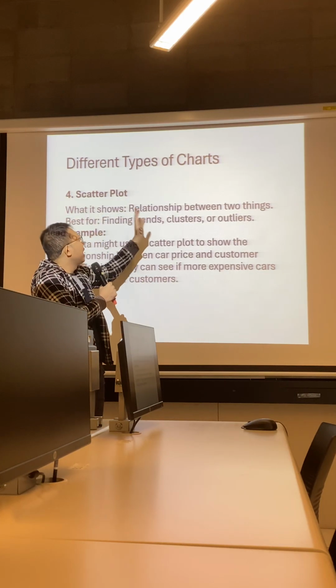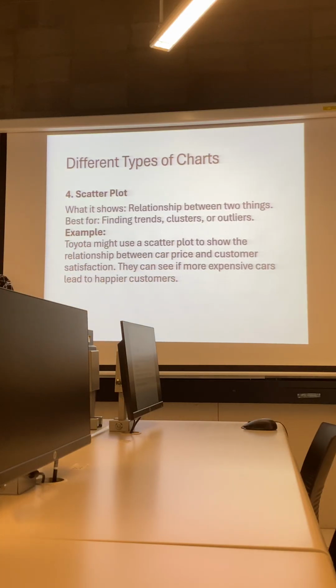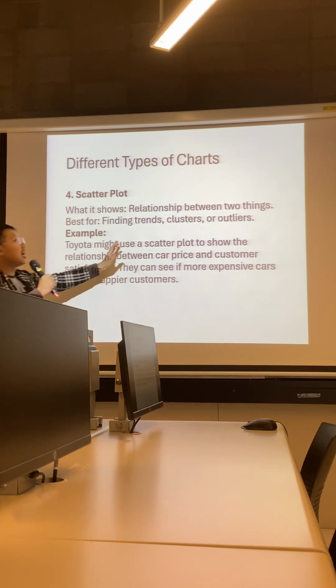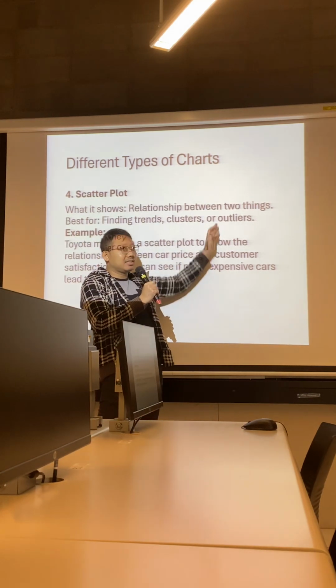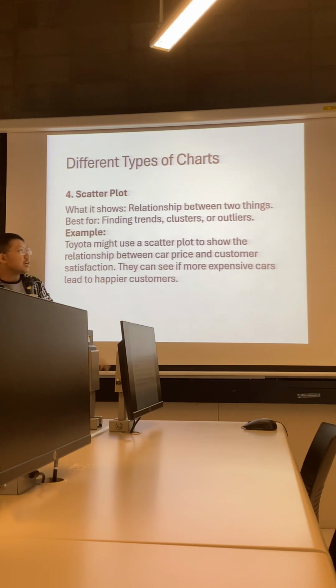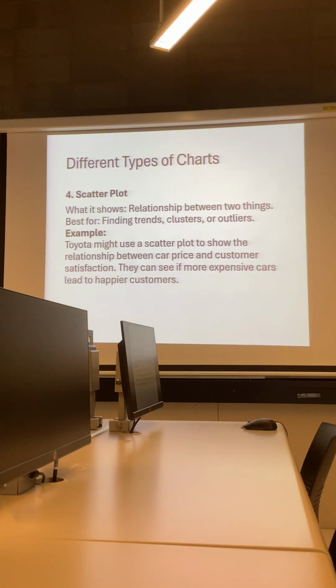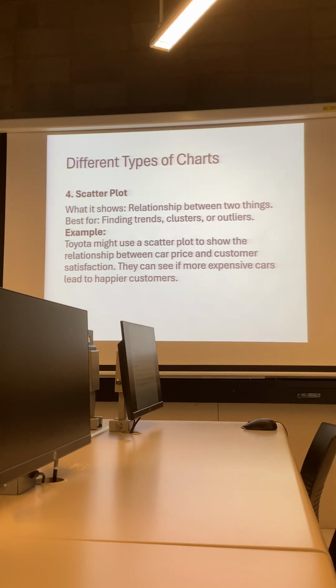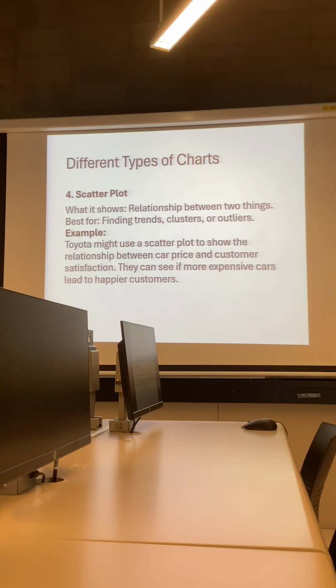A scatter plot shows the relationship between two things, usually only two things. They just want to compare two things, and this is best for finding trends, clusters, or outliers. If you think there is an outlier or cluster, this is good for seeing the outliers. An outlier is data that is very high or very bad.